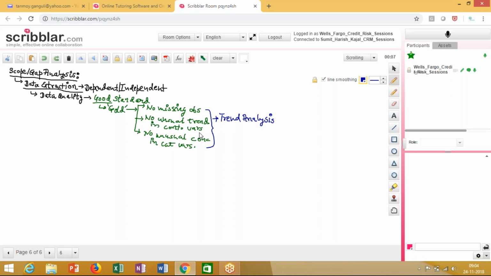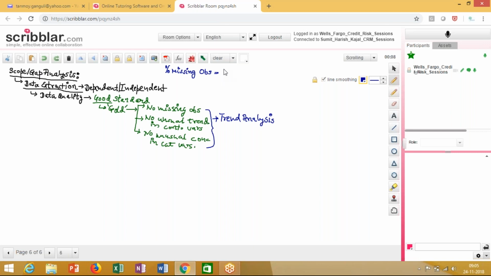So over here, if you have a look into the missing observations, what are missing observations? Missing observations are very simply observations which are missing from a variable. So let's have a look into this missing observation analysis first. In a missing observation analysis, all we need to identify is the percentage of missing observations.